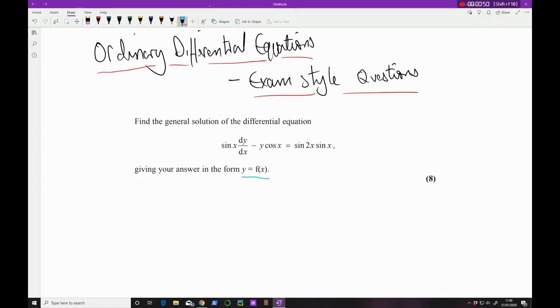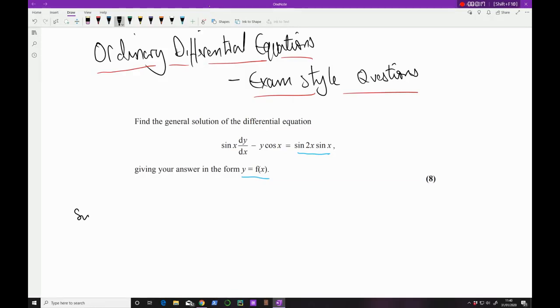Now the first thing I'm going to do is dress up and simplify this expression, mainly because I don't like this. I know how to work with sin 2x, but I don't know how to work with sin 2x times sin x. It's a bit difficult, and we can see that there are several factors of sin x spread around the expression, so I can just divide through by sin x.